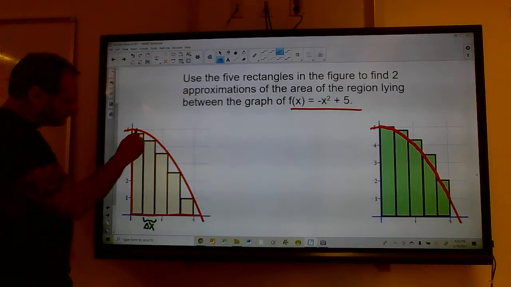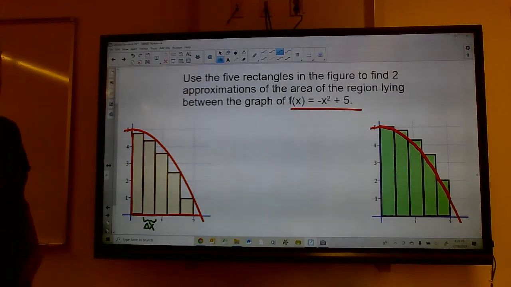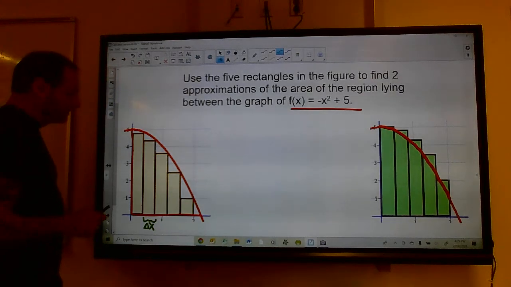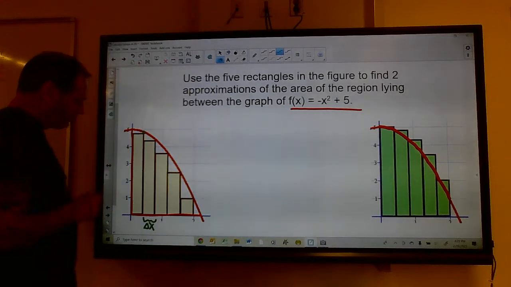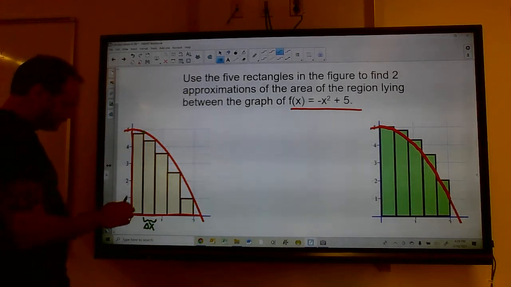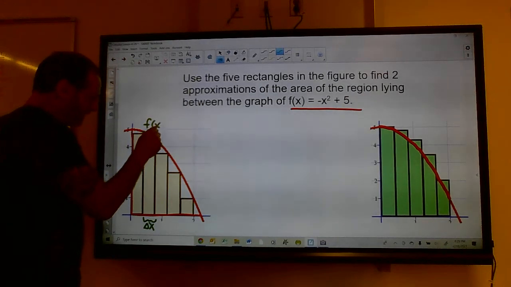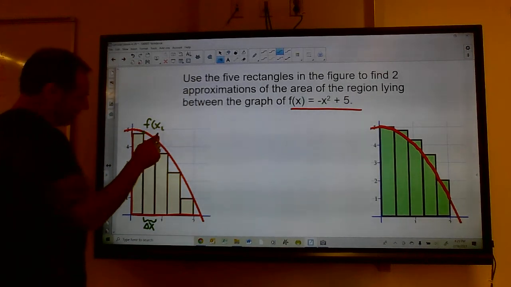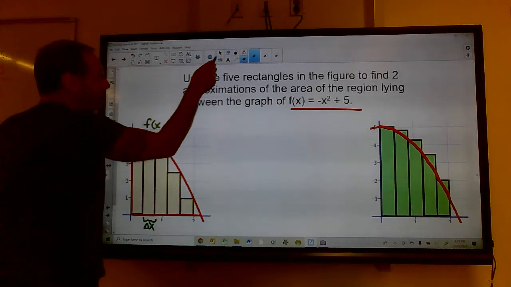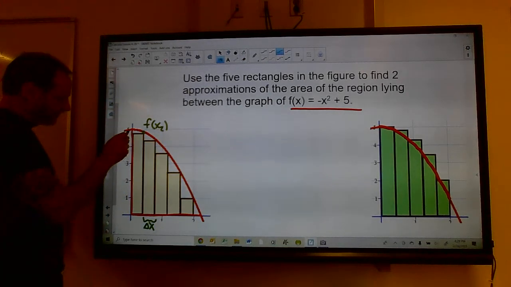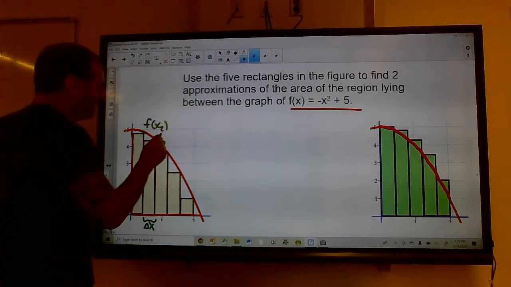And then we can fit these rectangles underneath here like this. Now, for a rectangle, you can find the area by base times height. So this point right here, that's the height of this rectangle. That's this side right here. So this is f of x, well, this would be f of x2 in this case. Okay, f of x1 would be, oh wait, sorry, we're doing the right side, so this would be f of x1.